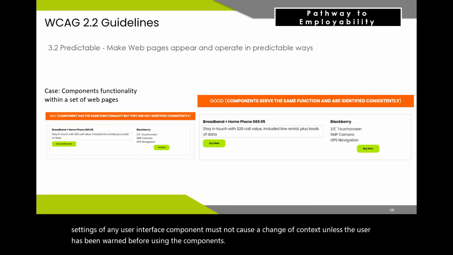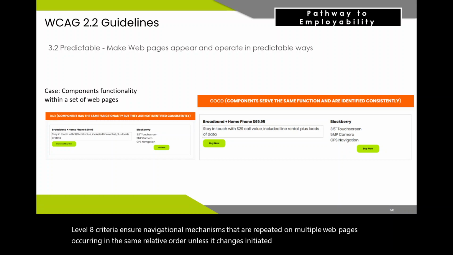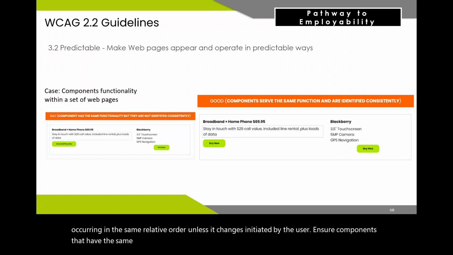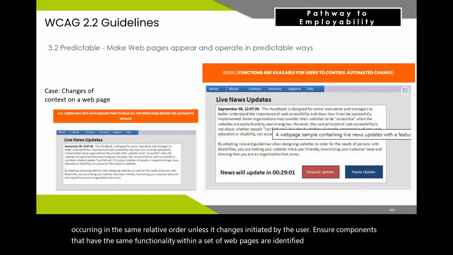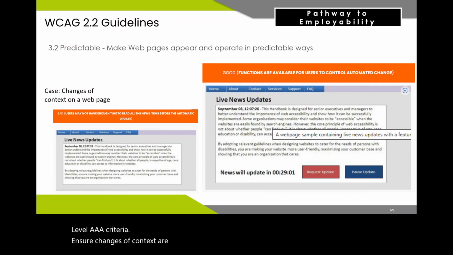Level AA criteria. Ensure navigational mechanisms that are repeated on multiple web pages occur in the same relative order, unless a change is initiated by the user. Ensure components that have the same functionality within a set of web pages are identified consistently. Level AAA criteria. Ensure changes of context are initiated only by user request and can be turned off.